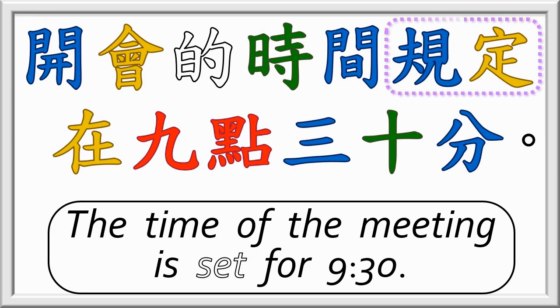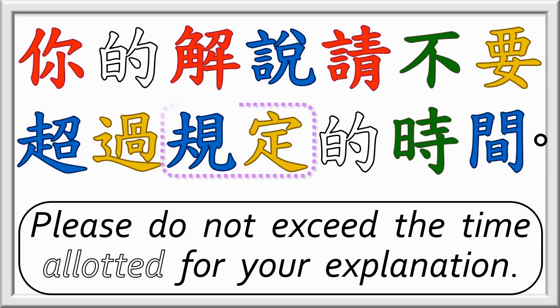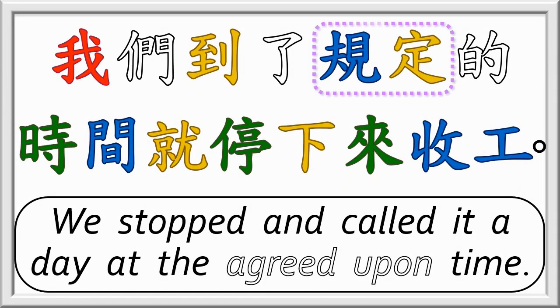开会的时间规定在9点30分 The time of the meeting is set for 9:30. 你的解说请不要超过规定的时间 Please do not exceed the time allotted for your explanation. 我们到了规定的时间就停下来收工 We stopped and called it a day at the agreed upon time.